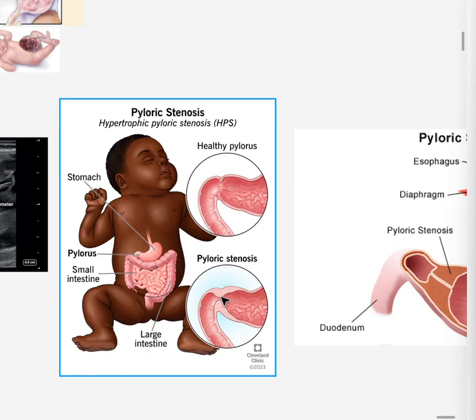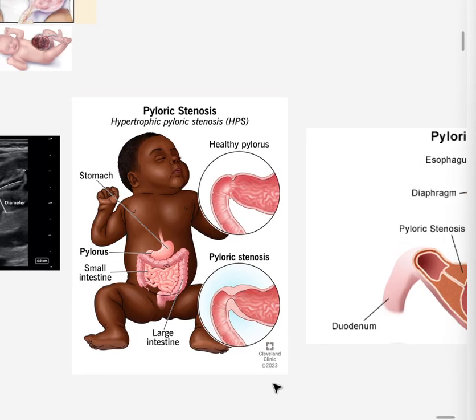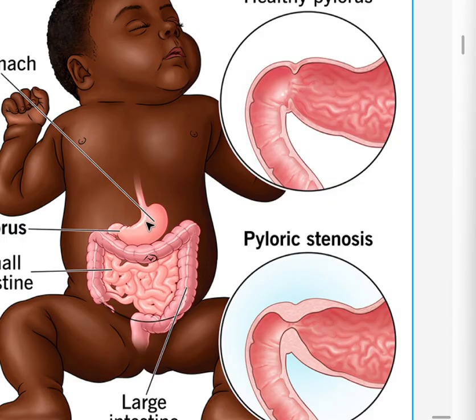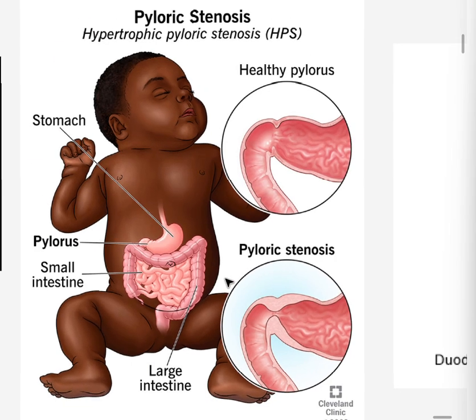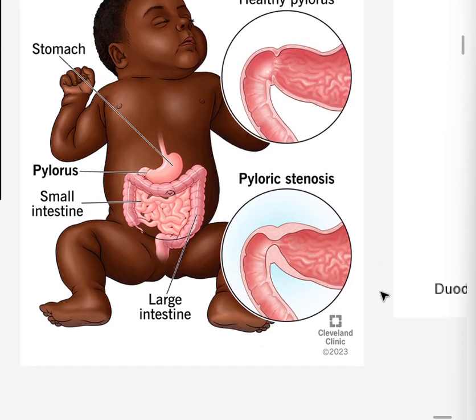The vomiting occurs after feeds. The baby is hungry after vomiting, and there are visible peristaltic waves. You can see those. There's a palpable olive-shaped mass in the epigastrium, most precisely in the right upper quadrant. And a metabolic abnormality, which is an exam favorite question, is you get hypokalemic, hypochloremic metabolic alkalosis.